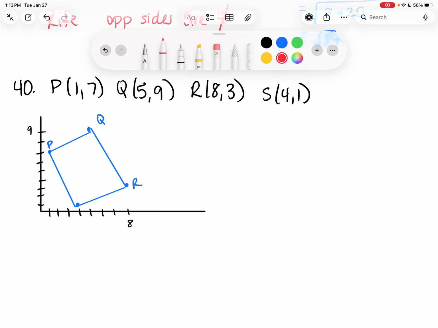You never know. All right, so the first thing that I would probably do is measure the diagonals, because diagonals can do a lot to help me. So I'm going to find the distance of PR and the distance of QS.